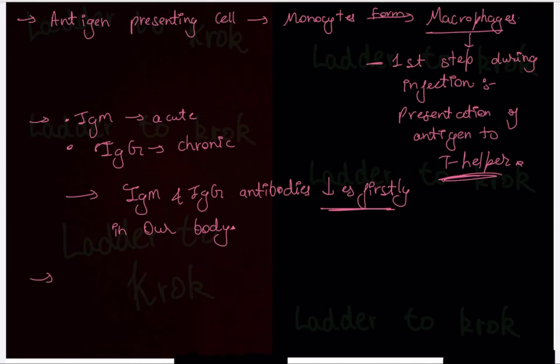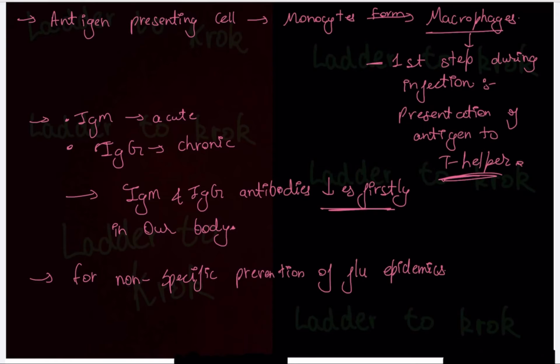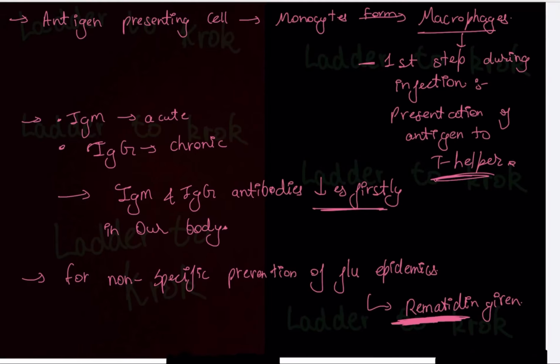Now our next part. If in a patient you find any known specific prevention of flu epidemics, okay, if you don't know which type of epidemic of flu this is, in that case rimantadine is given. This rimantadine is an antiviral drug for treatment and prevention. Remember, this is an antiviral drug, and it is for treatment and prevention.